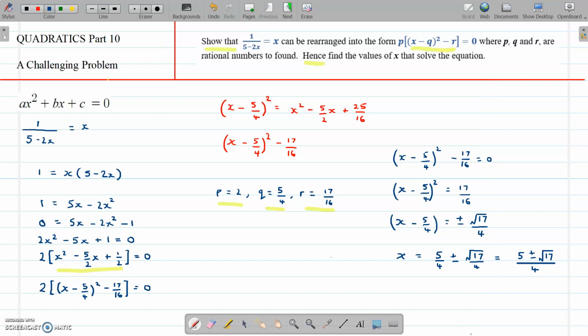It's one I invented, but I have seen plenty of exam questions where they ask you to arrange something into the form of completed square form without actually using the vocabulary, the terminology of completing the square.